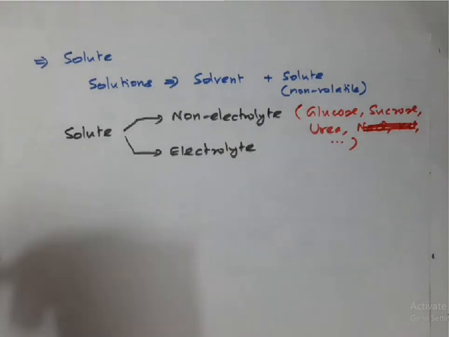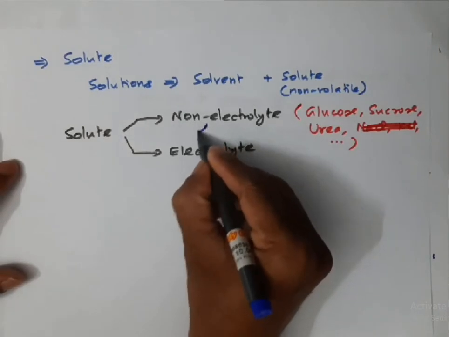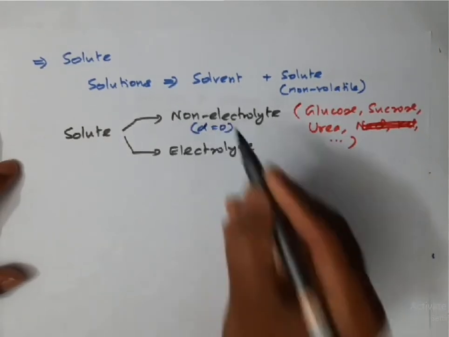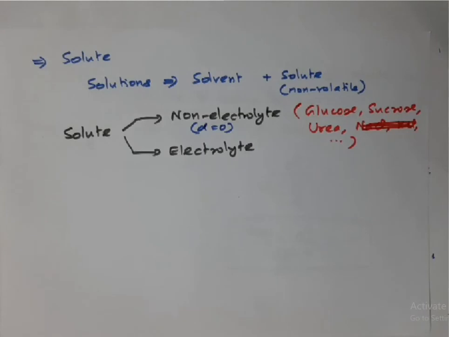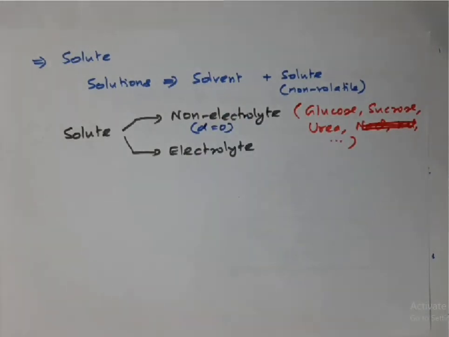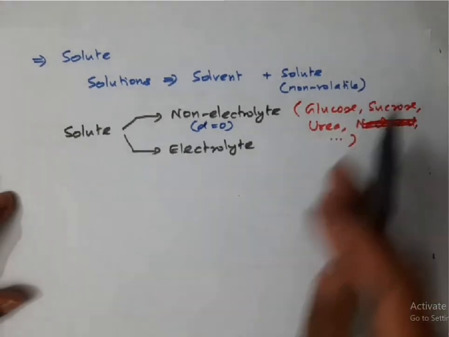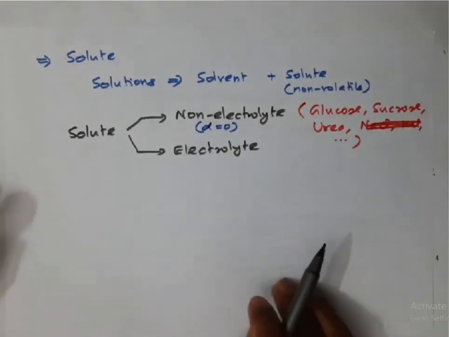For non-electrolyte, remember, degree of dissociation is 0, alpha equal to 0, because they do not undergo dissociation. Keep this in mind, very, very important. We are going to use it. Then, what is an electrolyte? An electrolyte will undergo dissociation and produce ions.